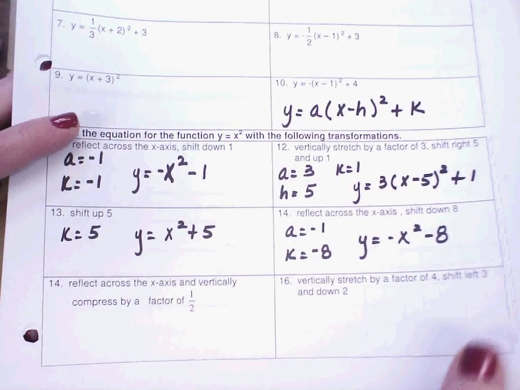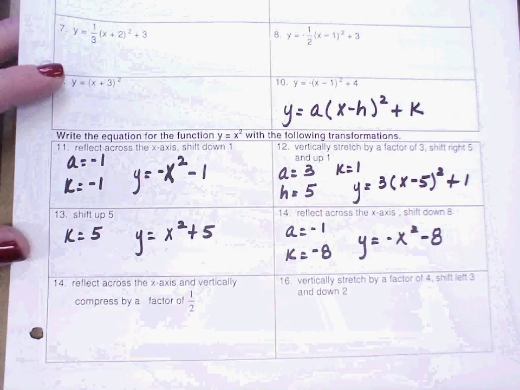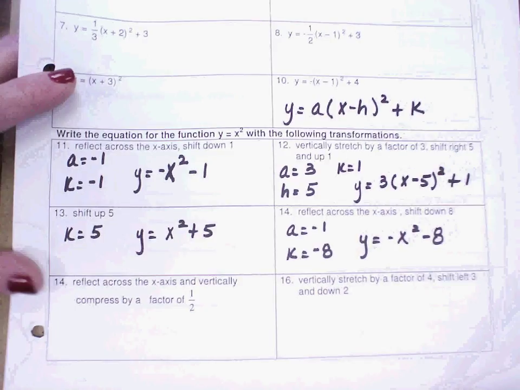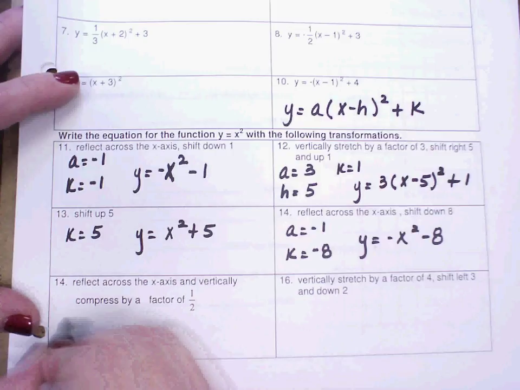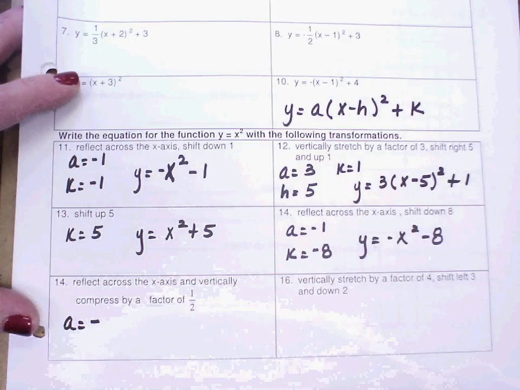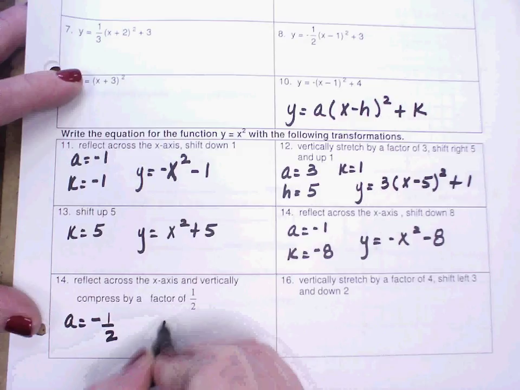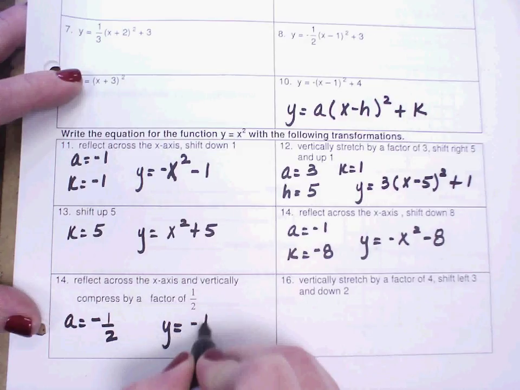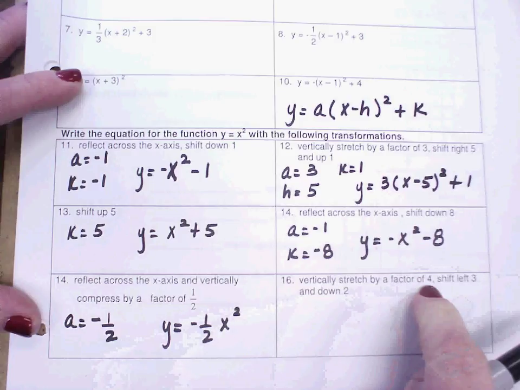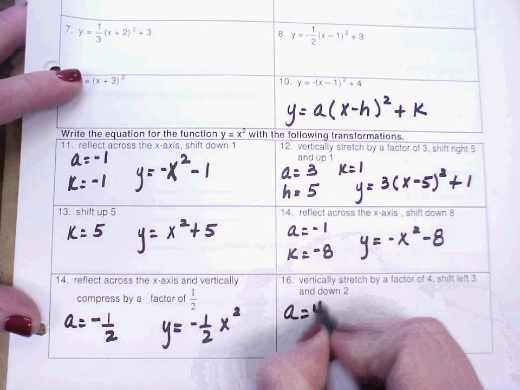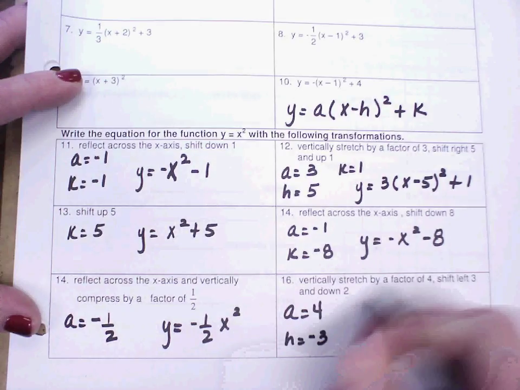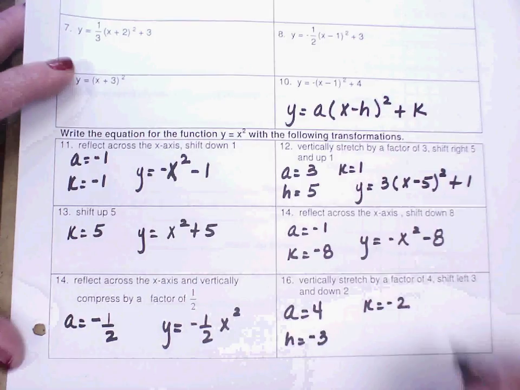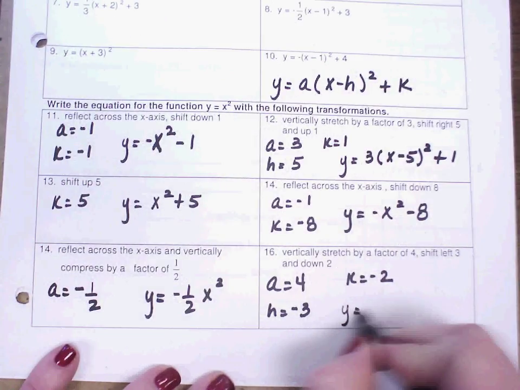All right. Let's see. Reflection across the x-axis, what does that mean? It's a negative. And then it's a compression by a factor of 1/2, so it will be -1/2. All right, so y equals what? -1/2 x squared. Okay. Vertical stretch by a factor of 4, a equals 4. Shift left, h equals -3. And down, so k equals -2, right? So y equals 4 (x plus 3) squared minus 2. Are we good? Yes.